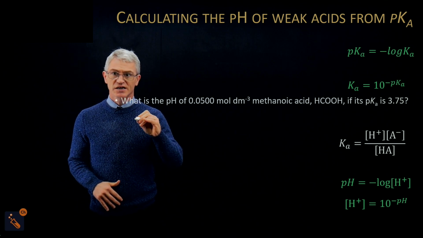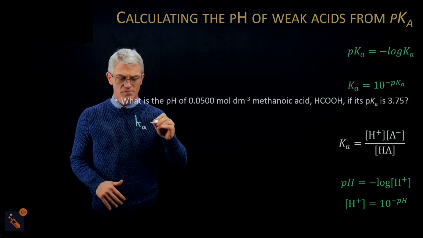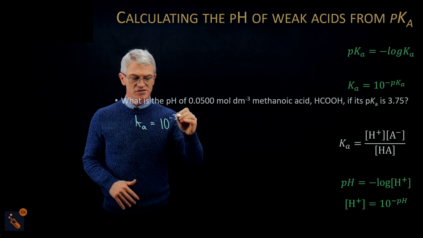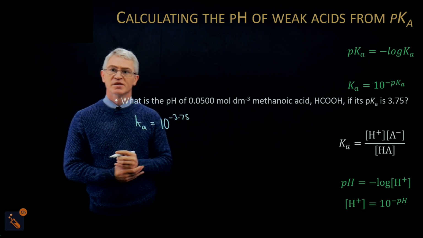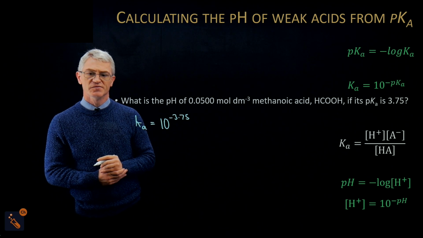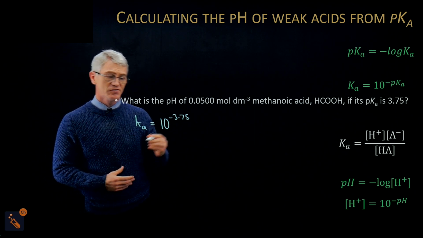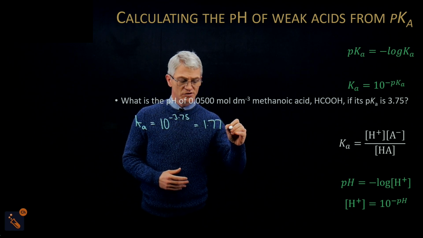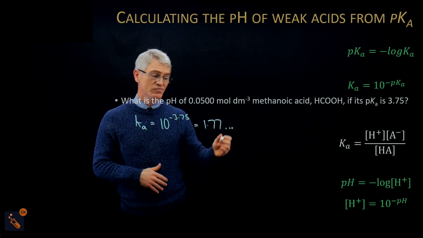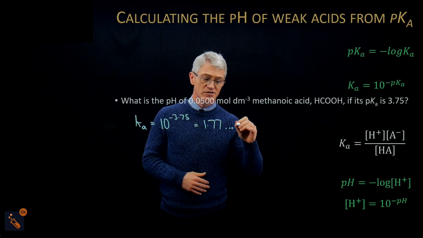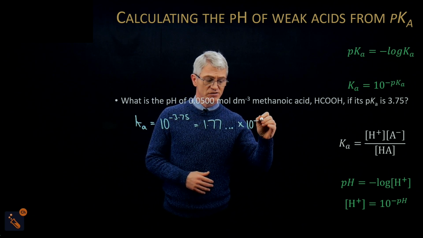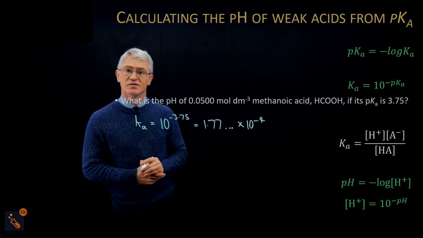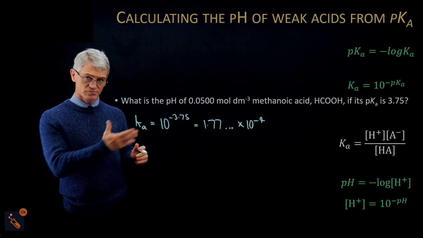Okay, so Ka is equal to 10 to the minus 3.75. If we do that, it is going to be equal to 1.77... I'm going to put 3 dots because I'm going to keep that number in the calculator. Really important that I keep it in the calculator. And that is times 10 to the minus 4. Okay, so we've got that number.